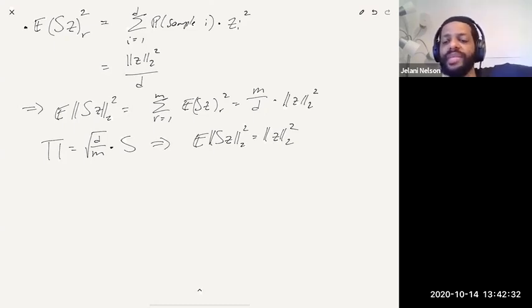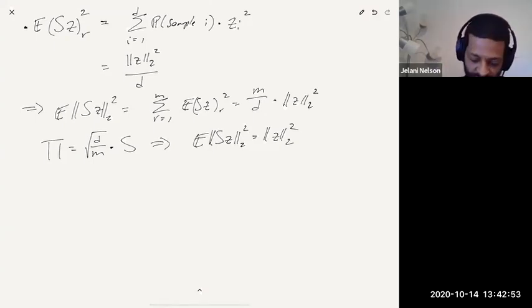So basically the problem is that yes, this is an unbiased estimator, but the variance is way too large. Not for all z, but if z happens to be sparse, then the variance is large. Okay. So Ailon and Chazelle's idea was to do something to z. So you're not just going to multiply. Oh, and sorry, this should not have been an S. This should have been a pi.